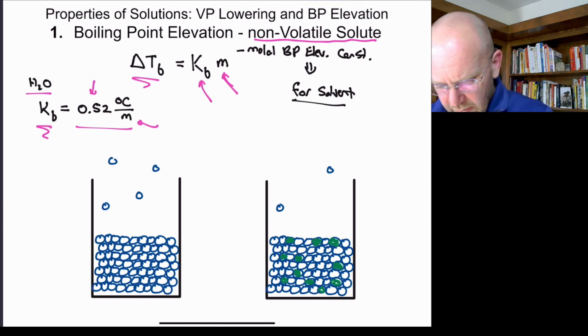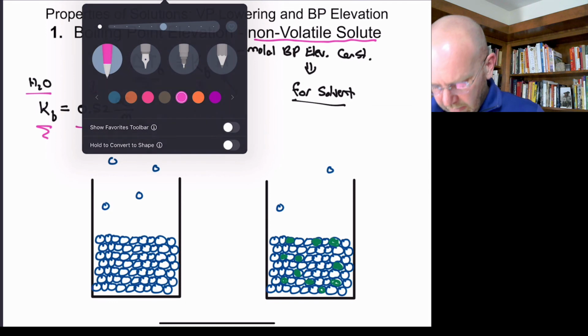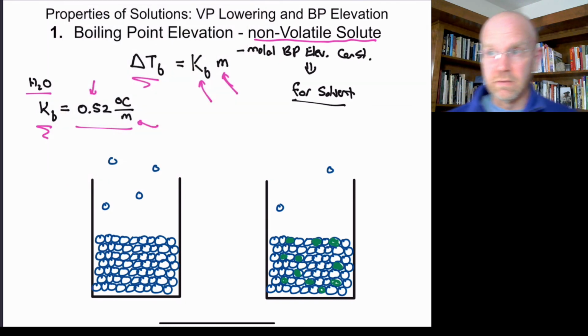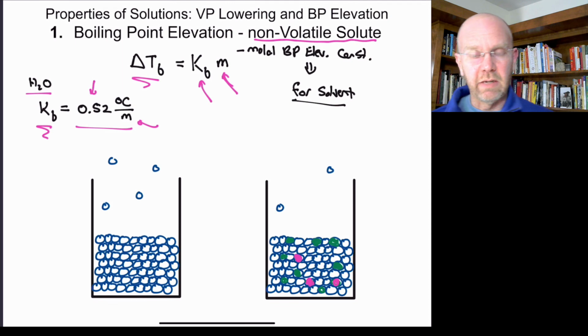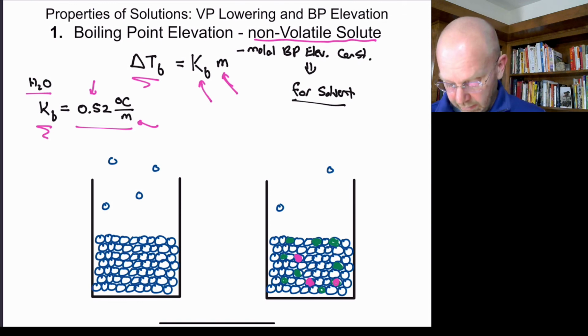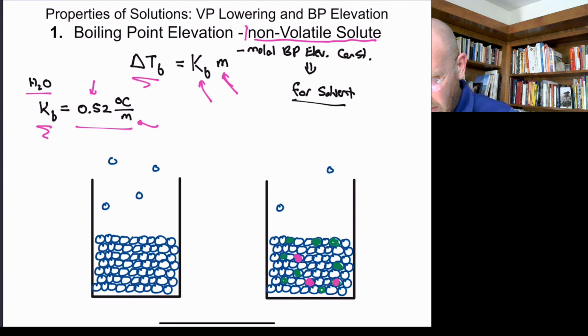And I keep saying it because it's important. You don't have to only have one kind of solute. Molality is the sum. So you could have some pink non-volatile molecules, and you could have some green non-volatile molecules. It's the sum of all of them, because really it just matters the number of particles, not their identities. It's the total number of particles that are there. And here I'm focusing again on non-volatile ones.